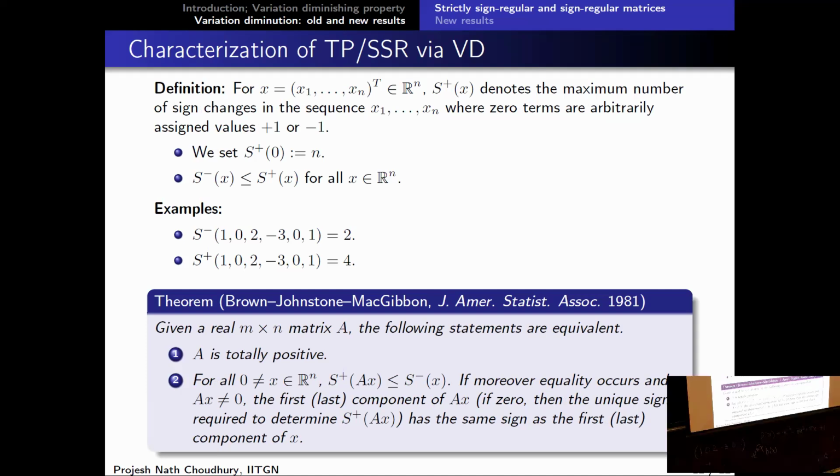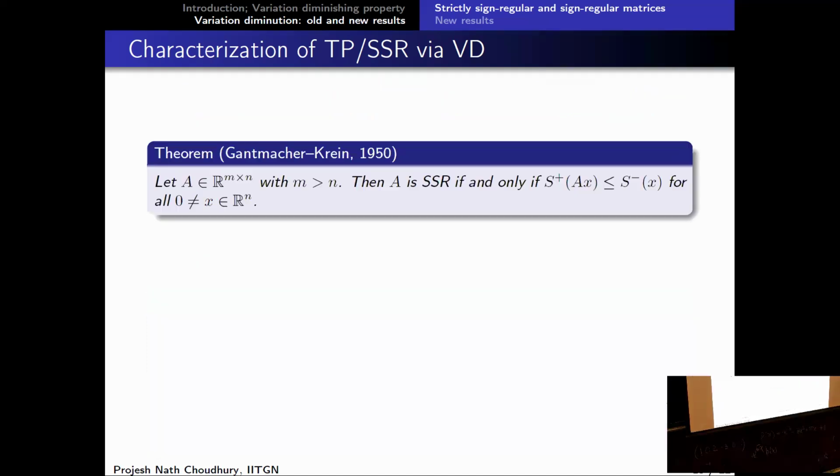In the same book, they also characterize strictly sign regular matrices, but with an additional condition. They showed that for an m by n matrix with m strictly greater than n, A is strictly sign regular if and only if it satisfies this condition.